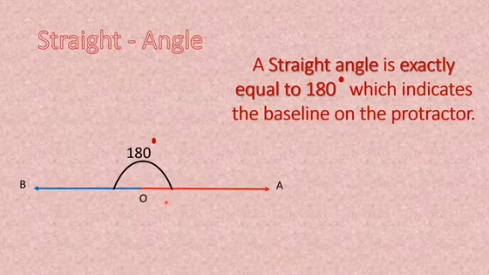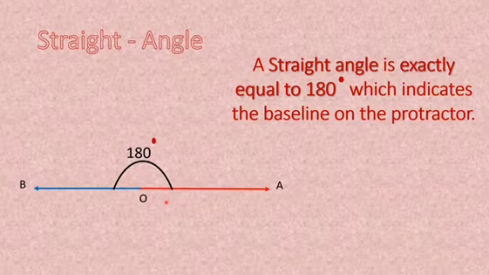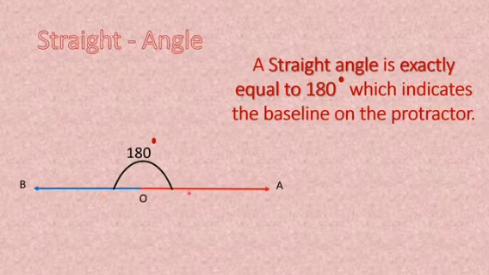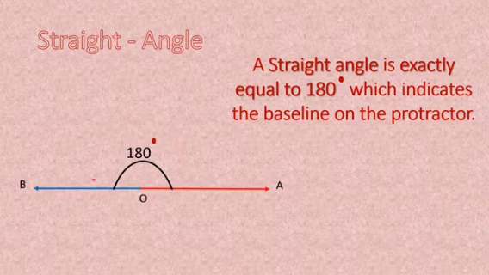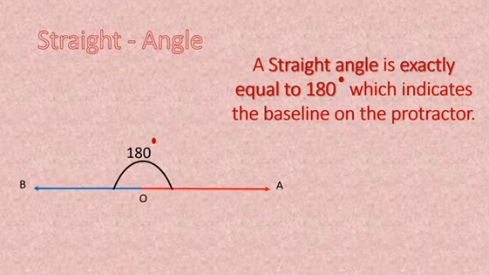Children, don't confuse yourself. There is another type of angle which is called a complete angle. We'll deal with that later. But a straight angle, in simple terms, forms a straight line. So a straight angle is nothing but an angle which forms 180 degrees, which indicates the baseline on the protractor. I hope all of you have understood all these types of angles, children.